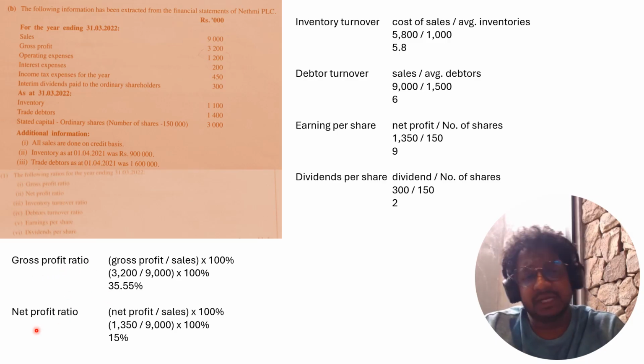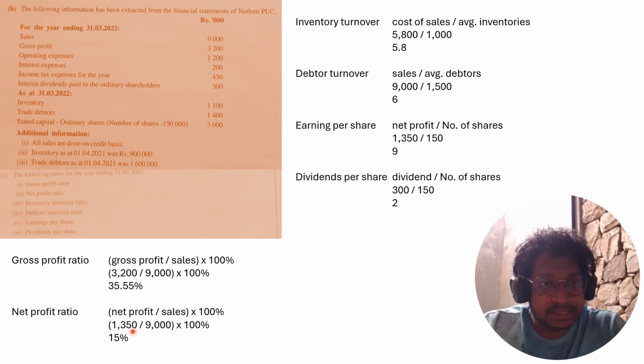And to find out the net profit ratio, you take the net profit divided by sales into 100%. Your net profit is 1,350, and you have to find that here. How to find out the net profit? You have to subtract operating expenses, interest expenses, and income tax from the gross profit. So your net profit is 1,350 divided by 9,000 into 100%. Your net profit ratio is 15%.